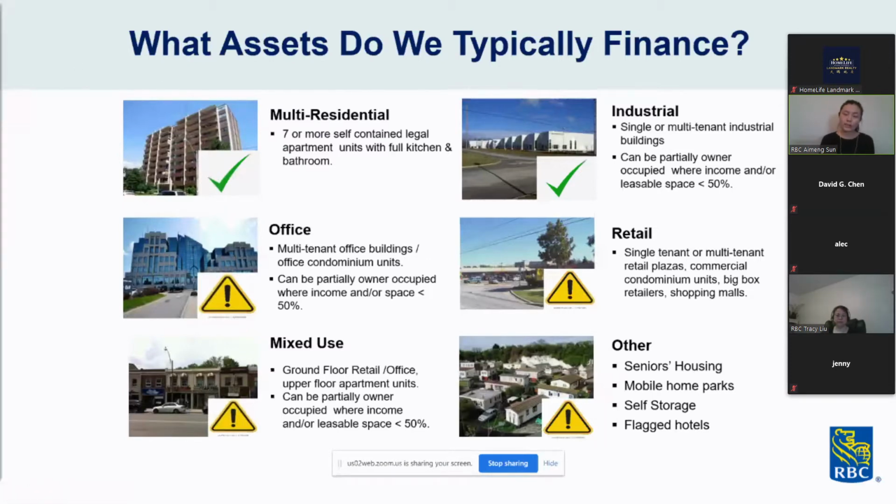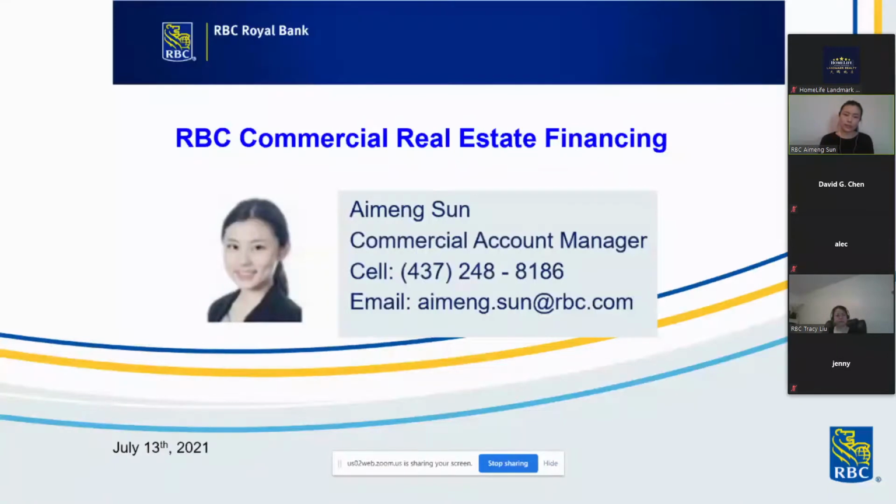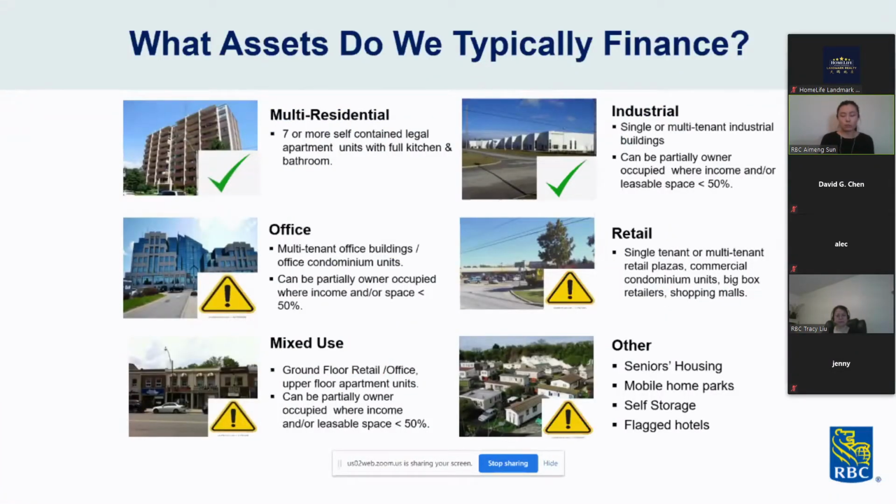If the owner occupies less than 50% of the total space, we will treat the property as an investment building, which will be financed by way of a commercial mortgage. On the other hand, if the owner occupies more than 50% of the leasable space, then we would treat the building as an owner-occupied property. In that case, we would need to assess the financial statements for the operating company to determine a maximum loan amount. And very similar to multi-residential properties, there's been very minimal impact to the property's income in the industrial space.